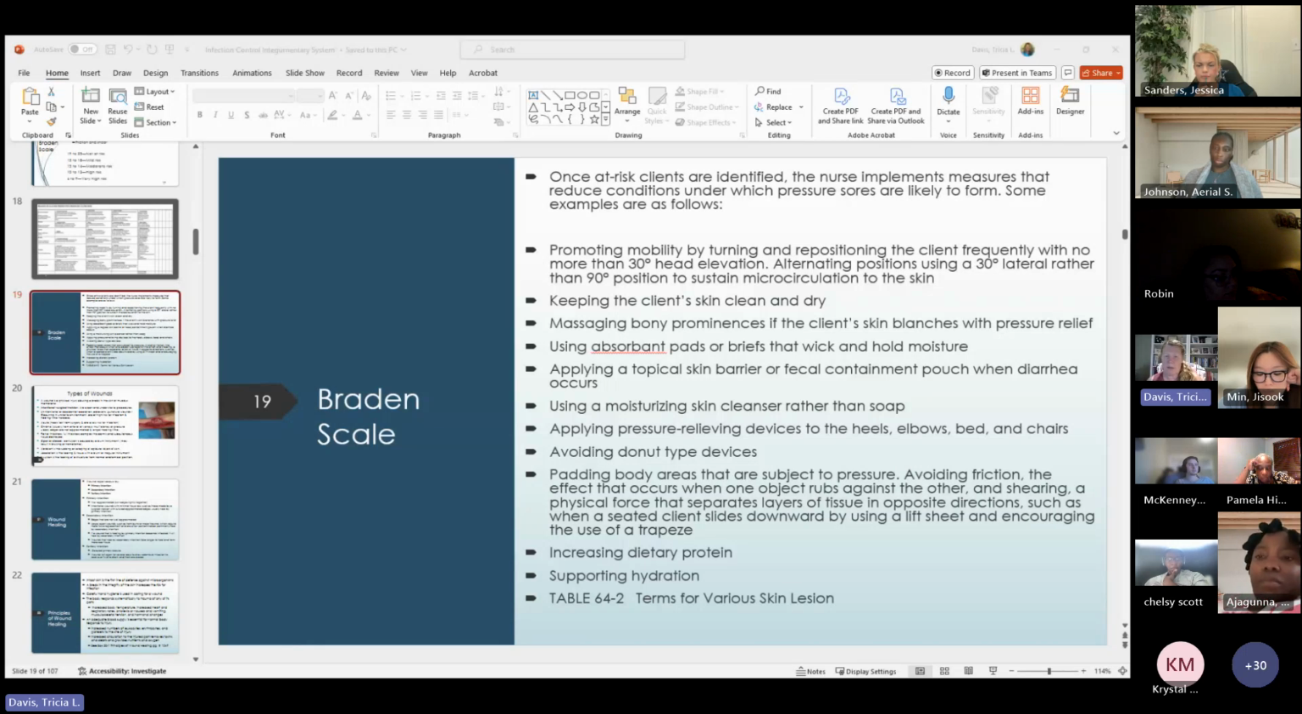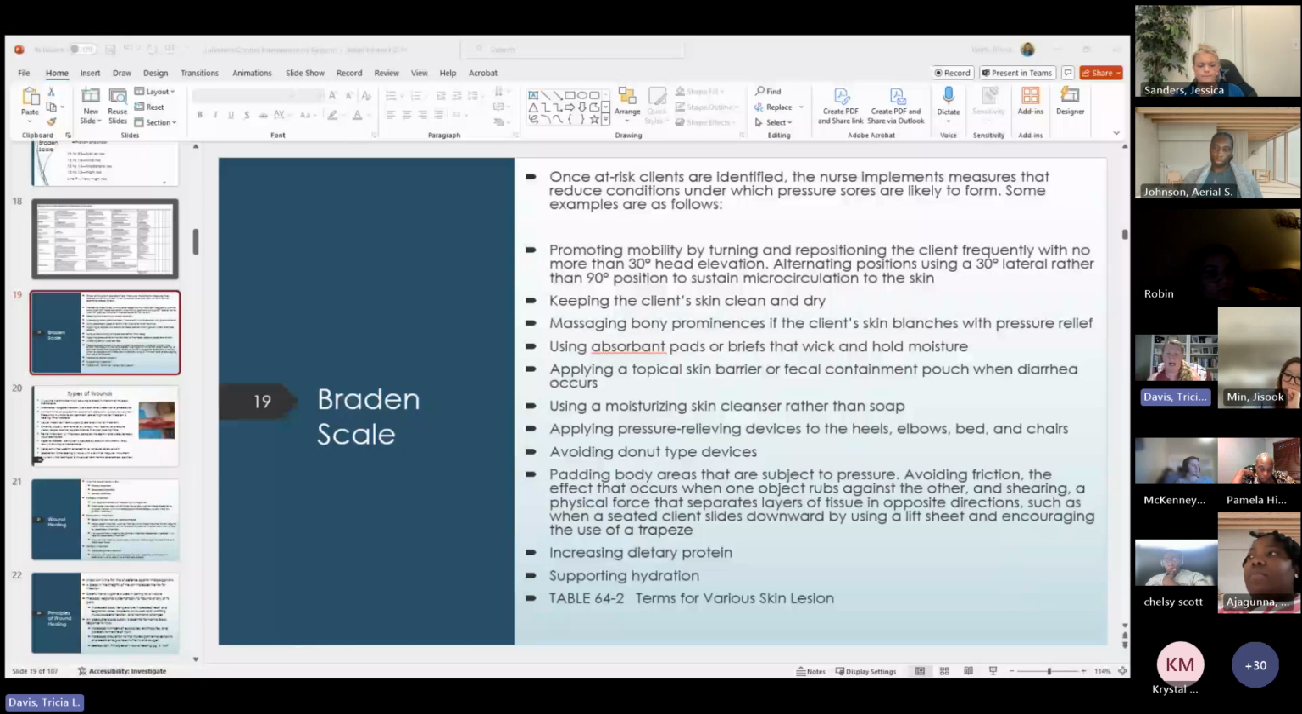Definitely think about those pressure relieving devices that we can put on. Sometimes if the skin is really, really bony around the elbows or on the bottoms of the feet, we can put those border foams on them. We can prop the heels up so that the heels aren't touching anything.